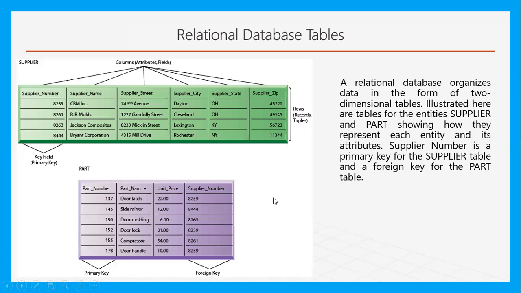So ito po yung relational database organized data in the form of two-dimensional tables. Illustrated here are tables for the entities, supplier and part, showing how they represent each entity and its attribute. Supplier number is the primary key for the supplier table and a foreign key for the part table. Kasi depende po kasi sa system natin kung ano ginagamit ninyo.